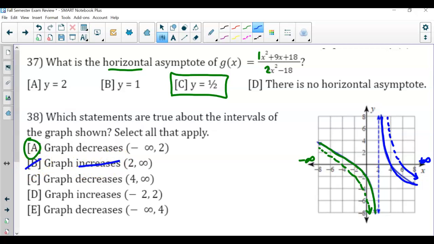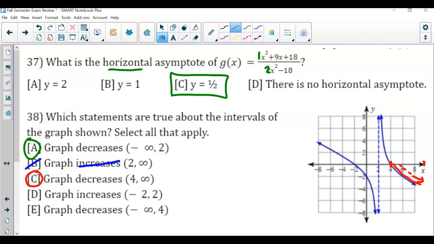So now let's take a look at C. So from here, so let me erase that. So from 4 to infinity. We're talking about this portion. What direction is our graph going? It is decreasing. So C is also an answer.